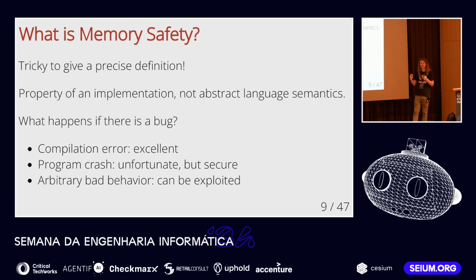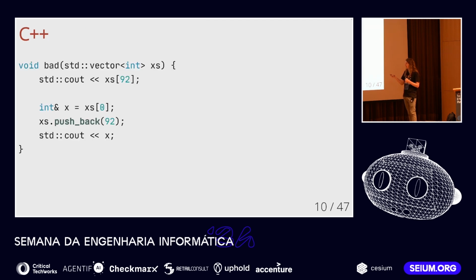But from the perspective of security and safety, a crash is actually good behavior, because if the program crashed, then it didn't do anything bad. The only case we care about from a perspective of safety is when your program has a bug, it doesn't crash, and instead it does something arbitrarily bad. So let's look at a couple of examples here.